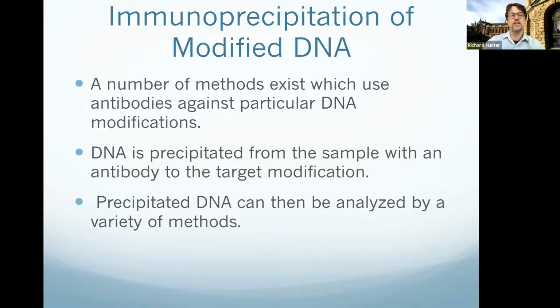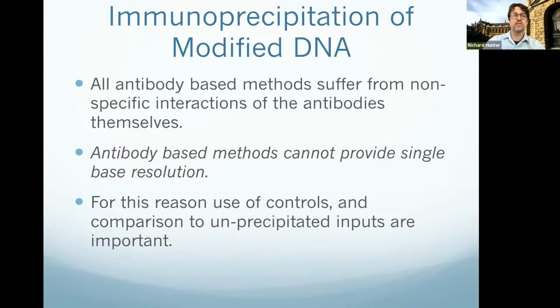Another approach to this is immunoprecipitating, which basically means using antibodies to pull it out of solution. So the thing that you're interested in, only that gets pulled down. So you're enriching your sample for whatever modification you're interested in. A more common means of doing this is called ChIP, which is chromatin immunoprecipitation.